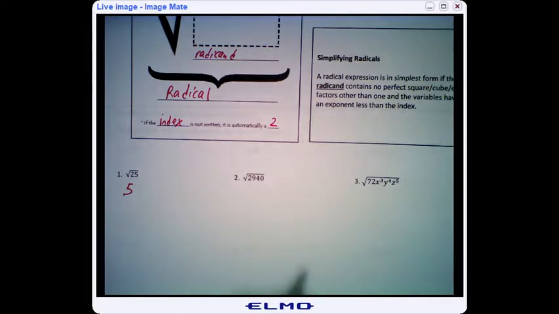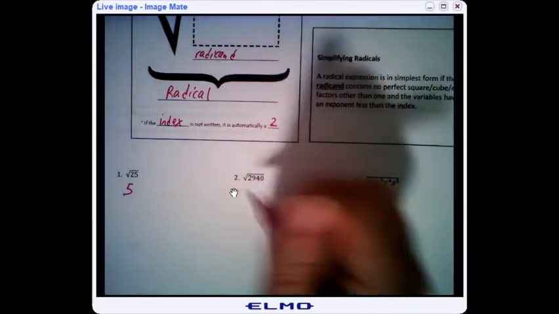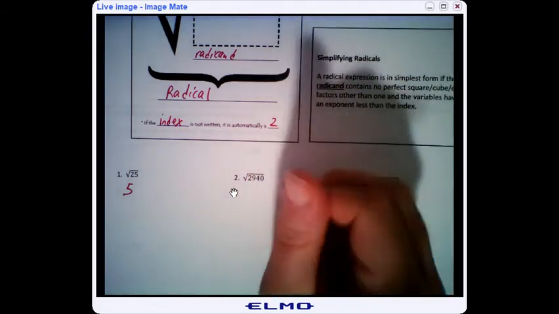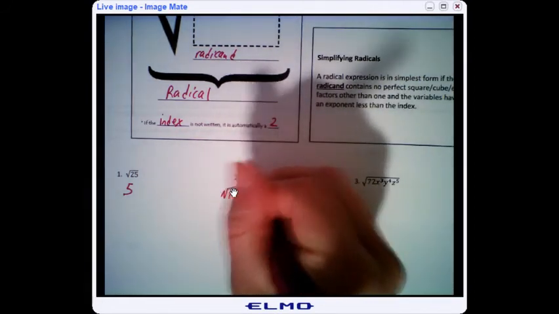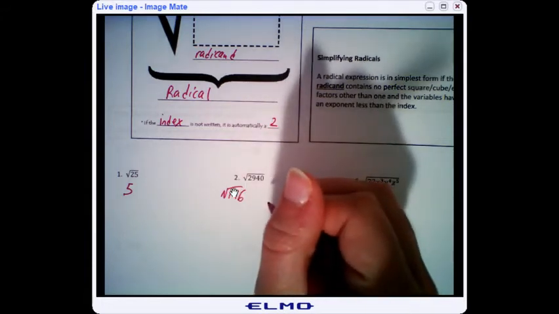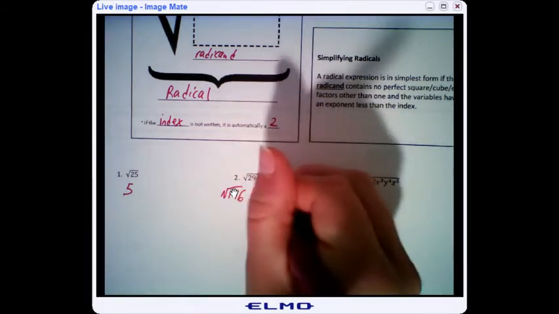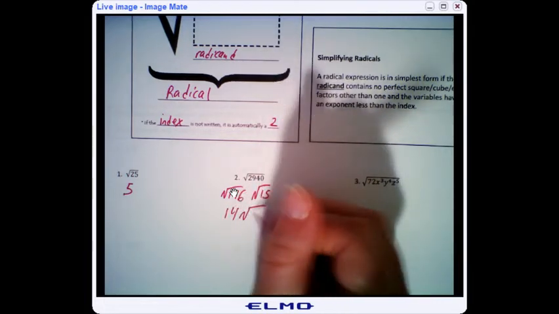The square root of 2,940 is going to be slightly bigger. So remember that we might need to make a list. Square root of 25 is nice, but we could always make a list of our perfect squares. When we do that, we figure out that 196 is a perfect square, and it divides into 2,940. And that will be multiplied by 15. The square root of 196 is 14, and the square root of 15.